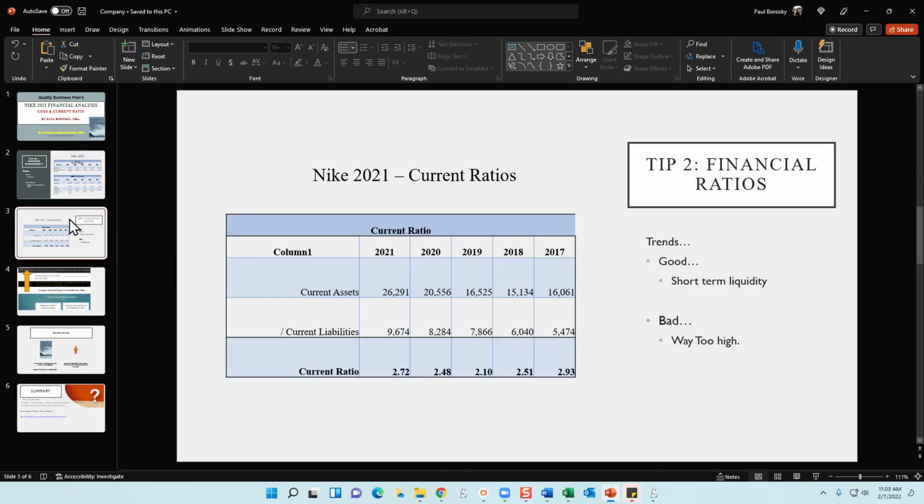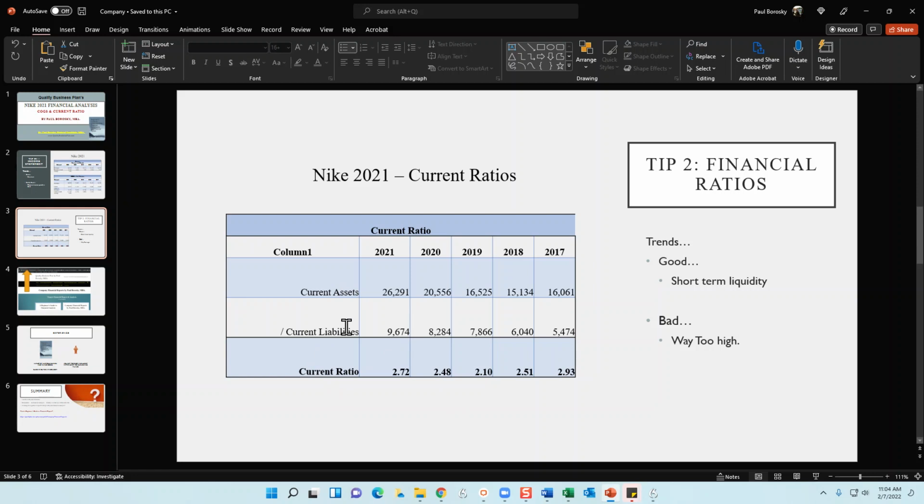All right, next is going to be the current ratio. The formula for the current ratio is current assets divided by current liabilities. If the number is 1.0 and above, that means that the company has enough current assets to cover the current liabilities for the 12-month time span.